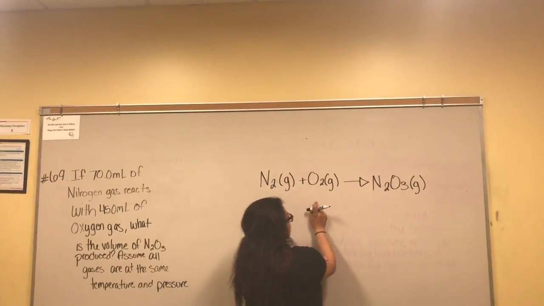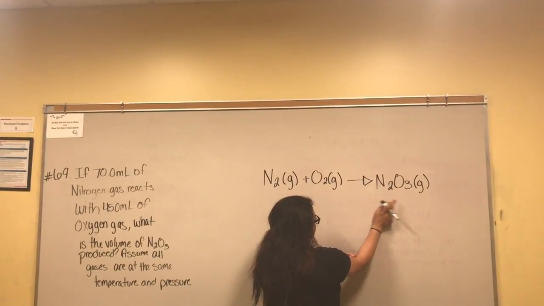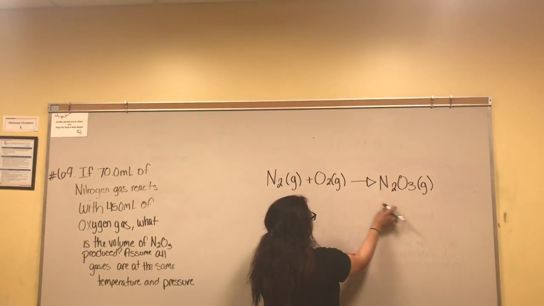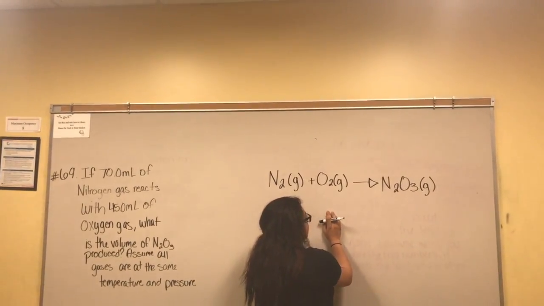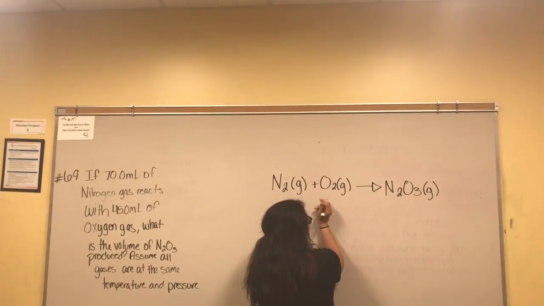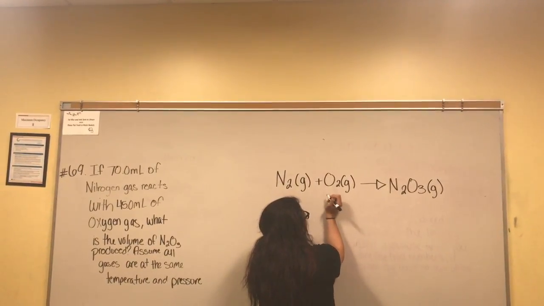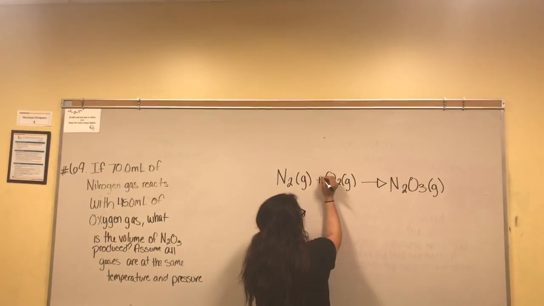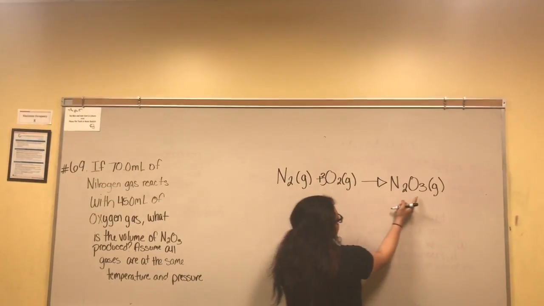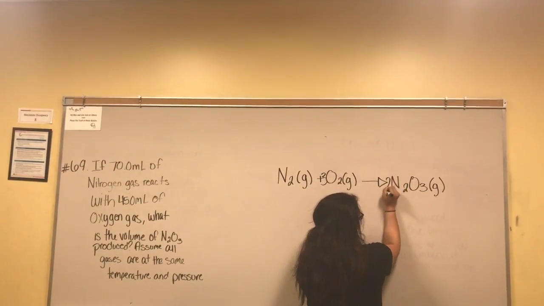So in here you have 2 oxygens. Over here you have 2 nitrogens and 3 oxygens. So the oxygens don't match up. So you have to get the greatest common factor, which would be 6 in this case. So over here, in order to get 6, you're gonna go ahead and put a 3 here. And then in order to get 6 on this side, you're gonna put a 2 here.